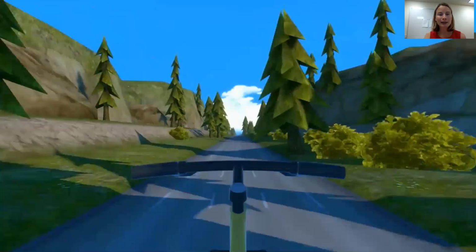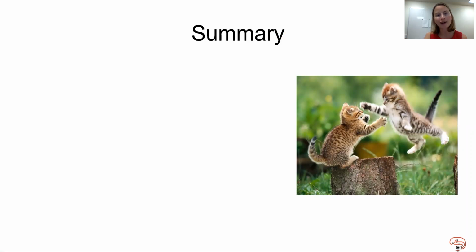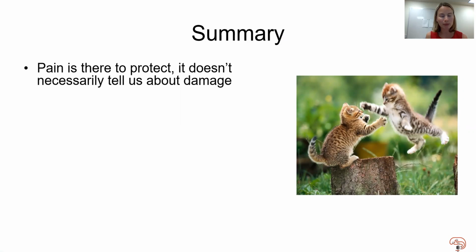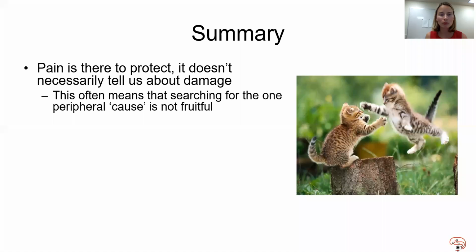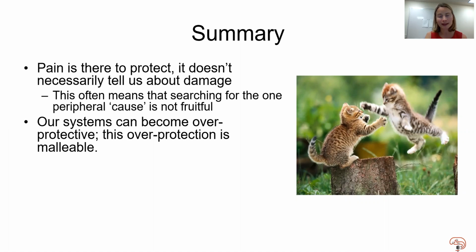So on that note, I'd like to summarize my talk here. And really that's my message, is that pain is there to protect. It doesn't necessarily tell us about damage. And this often means that searching for the one peripheral cause is not fruitful. But critically, our systems can become overprotective. And even more critically, this overprotection is malleable. And language is critically important. Our words matter hugely, as does our ability to educate people about pain and about their condition.